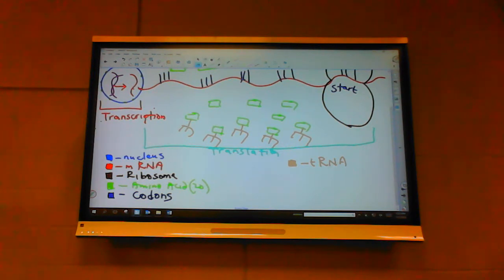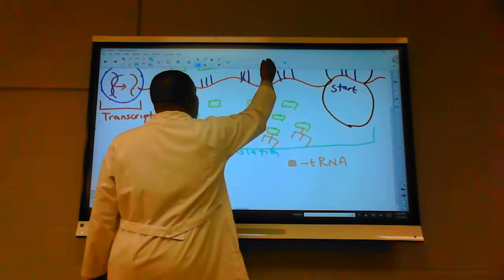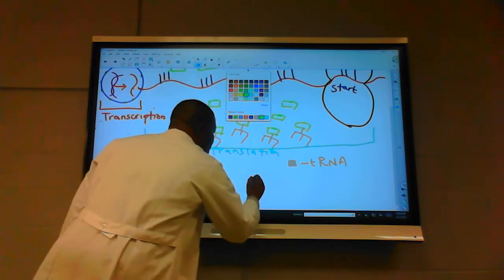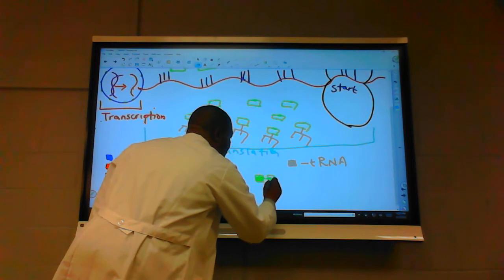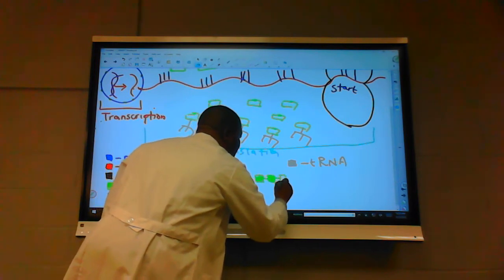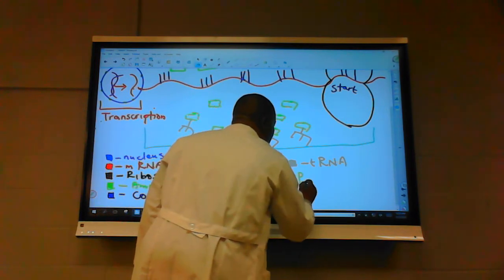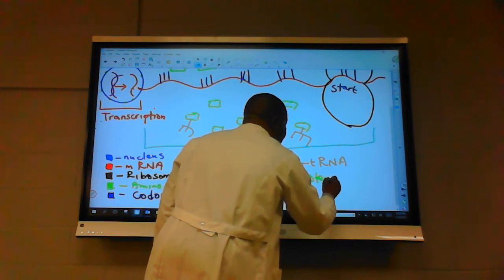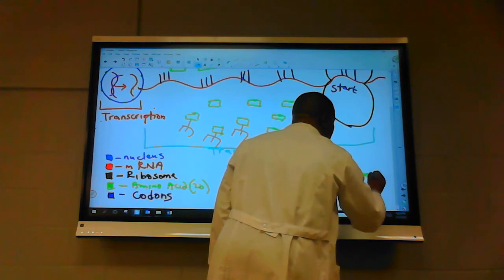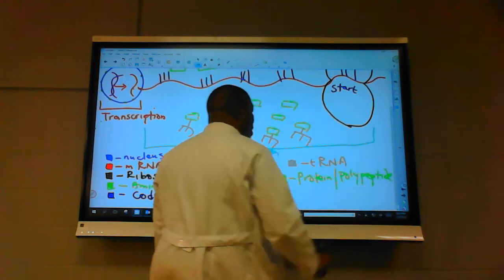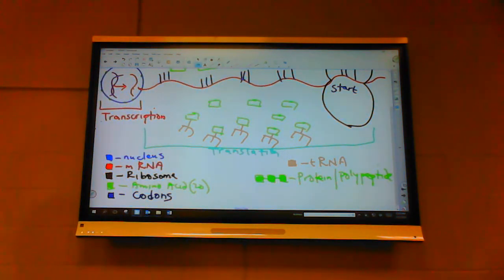Let me see, am I missing any other colors? Okay, let's go back to the green. When you go to the green, if you have more than one, they are attached together. Now you don't call it amino acid anymore. Now you can call it protein. Another name is peptide. So the green, if they attach, they call protein or polypeptide.